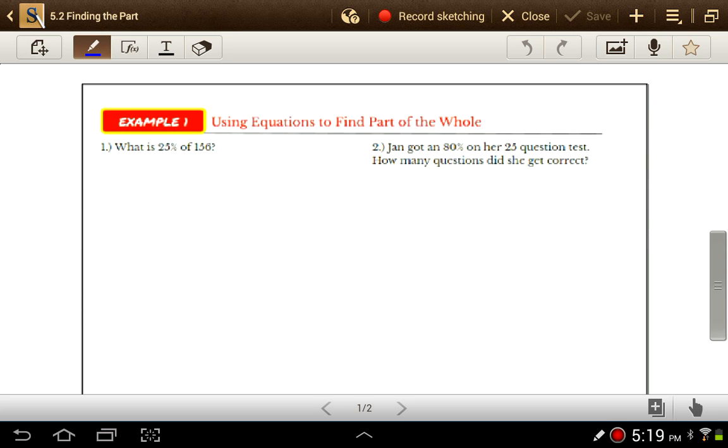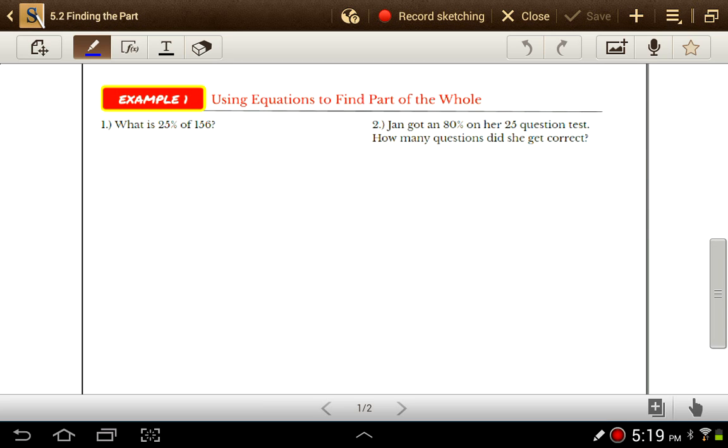In example 1, we're going to be using equations to find the part. The basic equation that we're going to write is just going to be percent times the whole amount, which we always associate with the word of, equals our part, which we associate with the word is in word problems. Of does mean multiplication in math, and is in math represents an equal sign. So those are things that can help you as you're working through these.